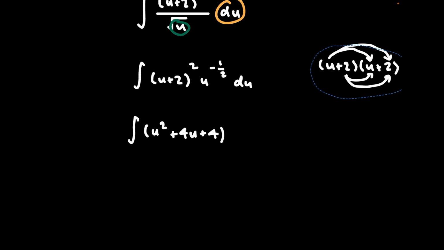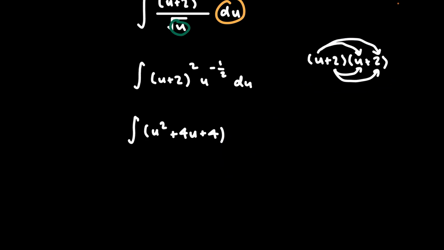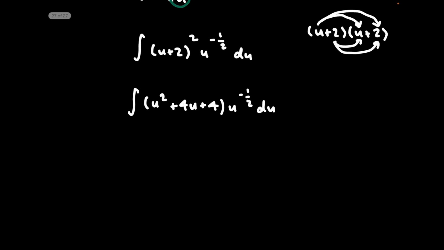But I won't do that in this video here. Times by u to the power of negative a half du. Expand the u to the negative half to all of these terms. U to the power of 2 take a half, that simplifies down to 3 over 2. Plus 4u to the power of 1 minus a half, that becomes just a half. Plus 4 times u to the negative half. Can't really simplify that one.